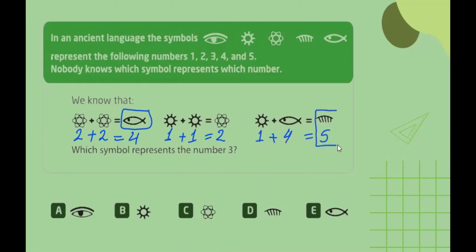So let's write on each symbol its value. This equals 2, this equals 1, this equals 4, and this equals 5. What is the missing number here? Yeah, 3, with the last symbol here. So the symbol with the digit 3 is letter A. That's awesome. Let's go to the next question.